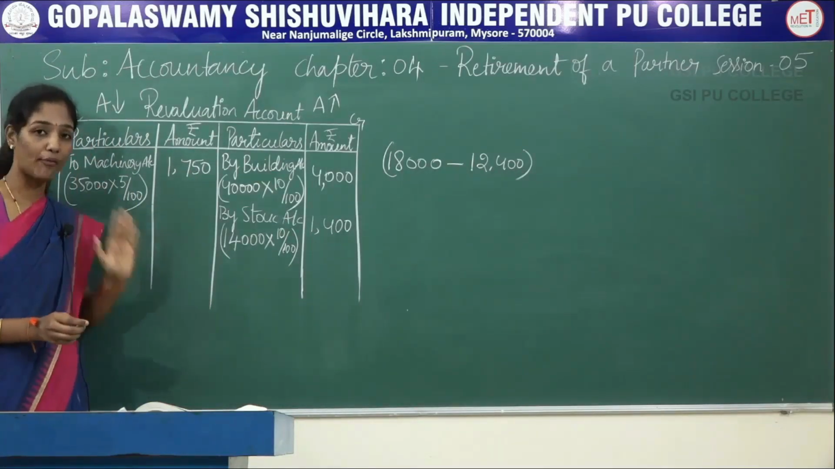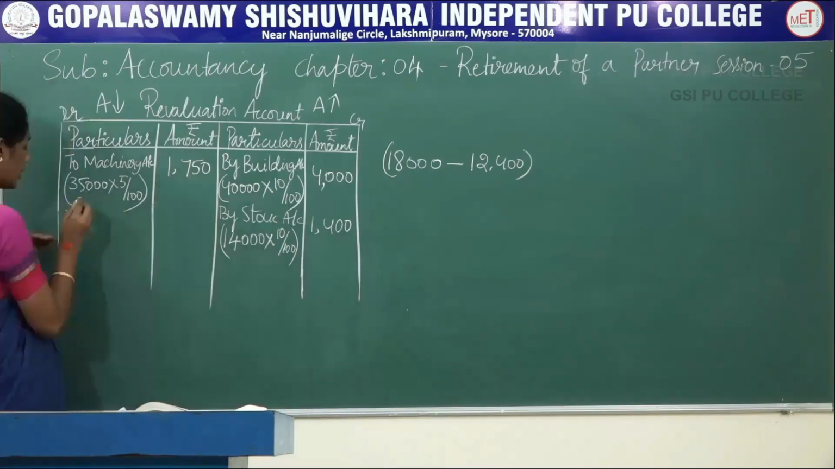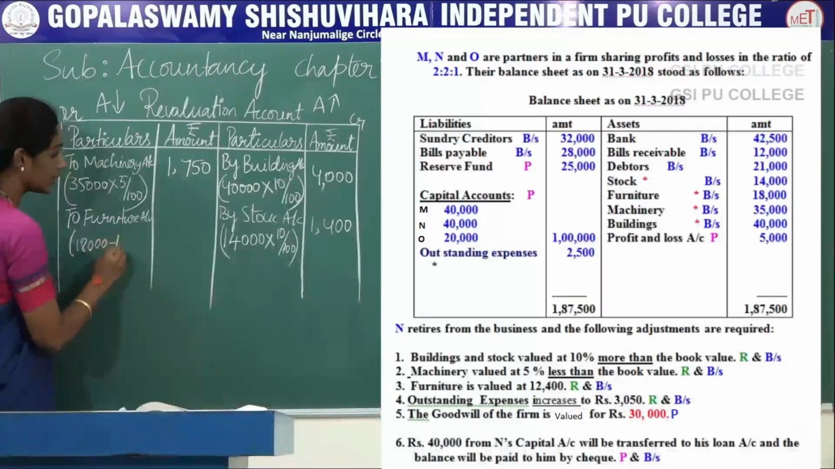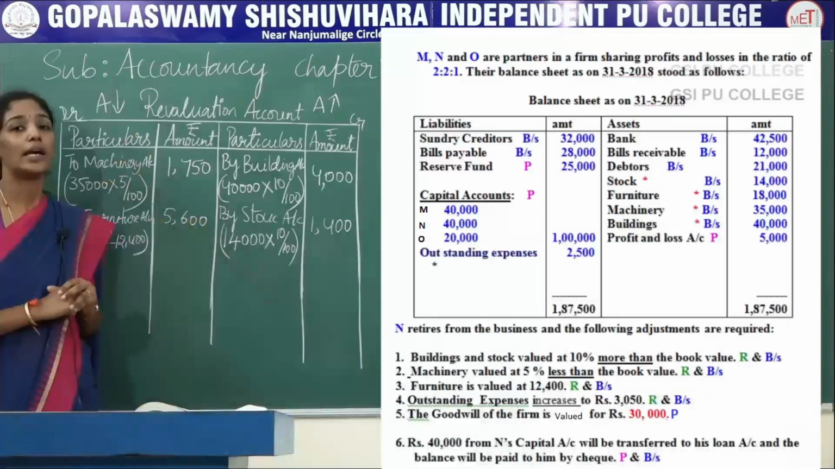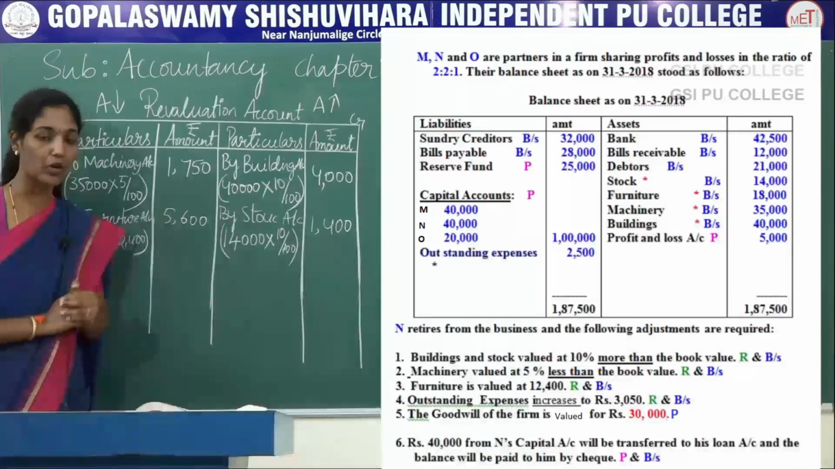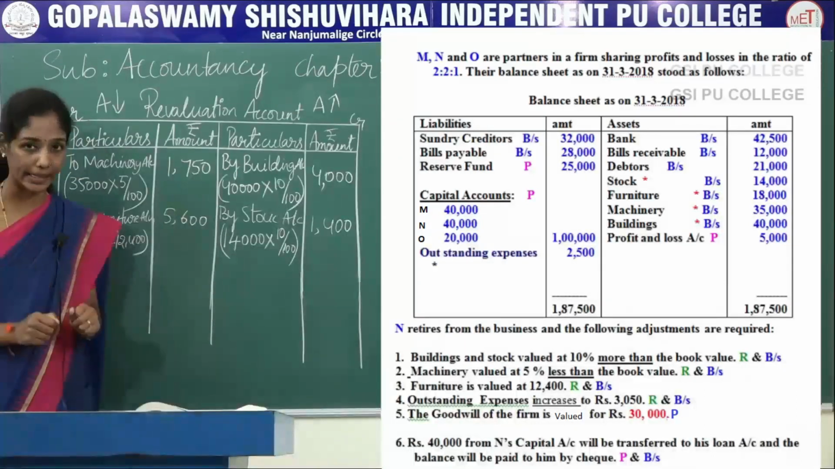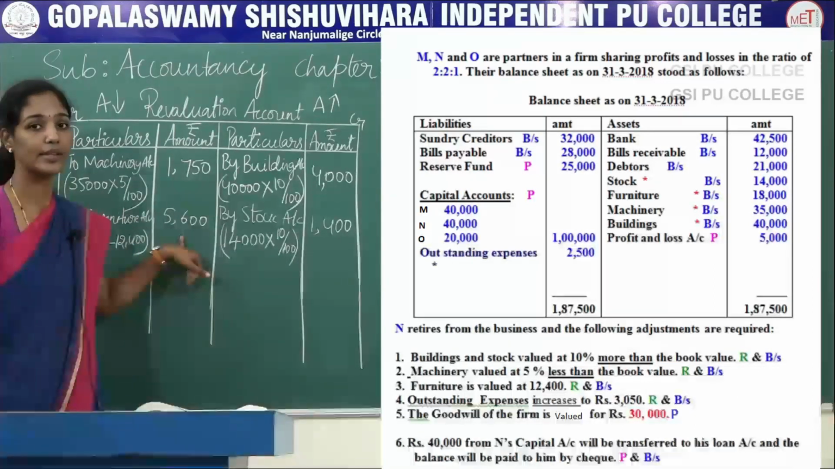So now here you have to consider only the difference amount of furniture. Here you should record furniture 18,000 minus 12,400. Then you will get 5,600. Remember, in revaluation account, always you should record the amount of increase or decrease. Here, the amount of decrease is 5,600.